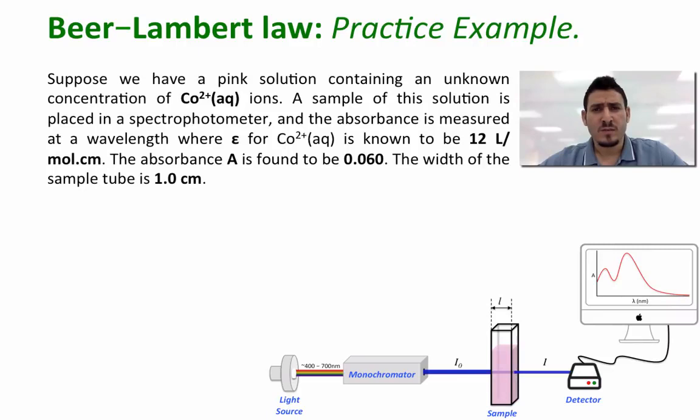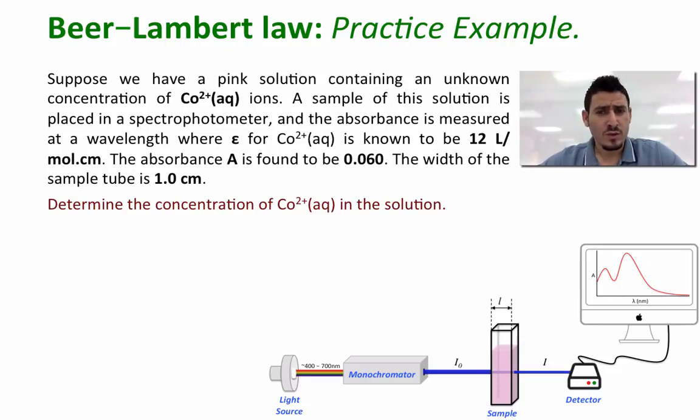Now let's practice the Beer-Lambert law. Suppose we have a pink solution containing an unknown concentration of cobalt-2 aqueous solution. A sample of this solution is placed in a spectrophotometer and the absorbance is measured at a wavelength where epsilon for cobalt-2 is known to be 12 liter per mole centimeter. The absorbance A is found to be 0.060. The width of the sample tube is 1 centimeter. The question is, determine the concentration of the cobalt-2 ion in the solution.